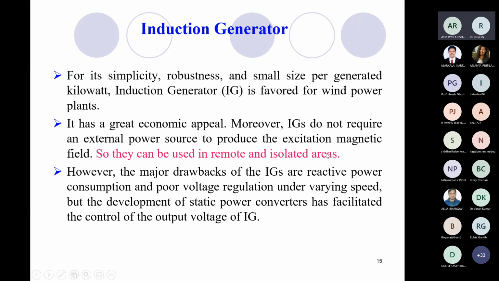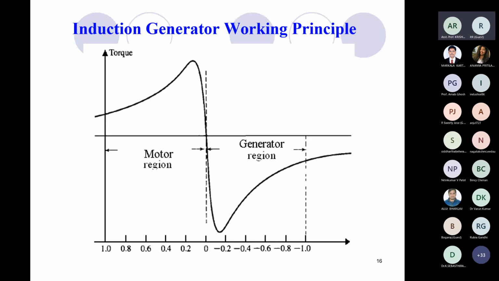So now the working principle. This diagram shows the torque-slip or torque-speed characteristic of an induction machine. This quadrant is showing the induction motoring mode of operation, and this is the generator mode of operation. We can see this is the synchronous speed, which is given by the equation Ns = 120f/P, where f is the supply frequency and P is the number of poles.